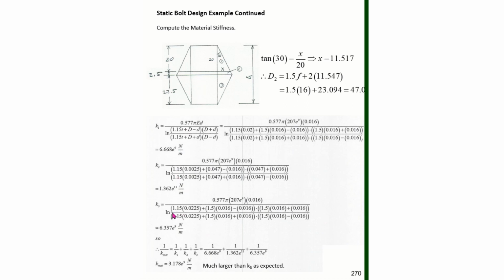So here for K3, I have 1.15 times the thickness, which is 22.5 millimeters, then 1.5 little d again, and then 0.016. So now I have K1, K2, and K3, and to get K total, I sum up the inverses of these Ks and invert it, and I get K of the material. And I get 3.178 e to the 9th newtons per meter. And note that this is much larger than KB.